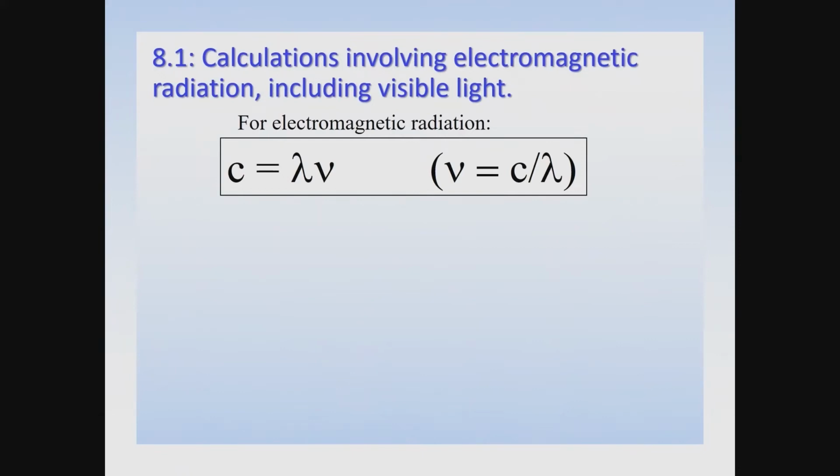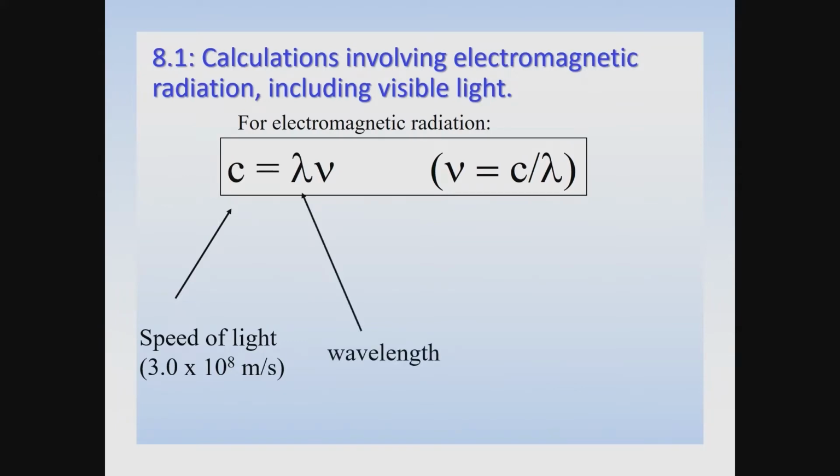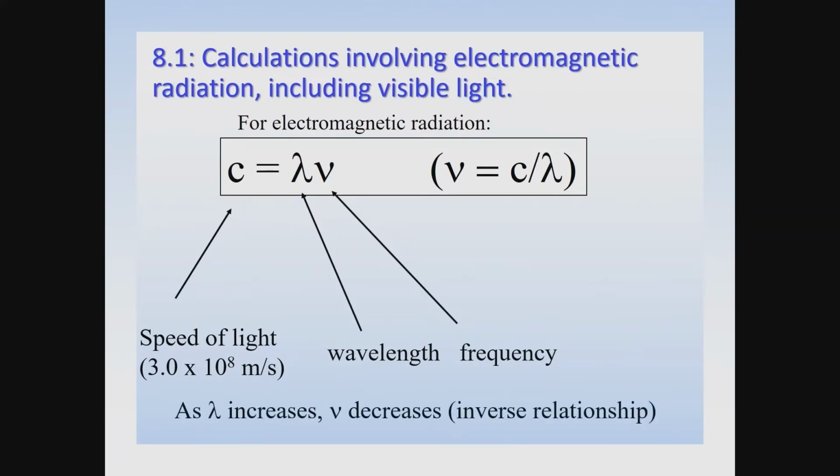Okay, so you're going to have to probably solve some problems related to electromagnetic radiation. And so I want to explain to you how to do this. One of the key formulas that you'll need to know is this one here, which is c, which symbolizes the speed of light in a vacuum, which is 3.0 times 10 to the 8 meters per second, is equal to the wavelength of the light wave, which is symbolized by lambda, multiplied by the frequency of the light wave, which is symbolized by nu. And so you're going to be using this formula quite a bit.